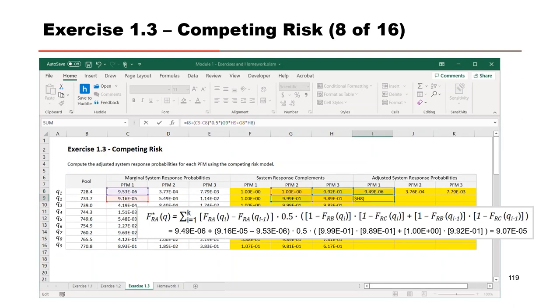For the second row, at a pool elevation of 733.7 and coming back to PFM1, it is time to pretty much plug and chug. We take the adjusted probability for PFM1 plus the quantity of the difference in the marginal system response for PFM1 at this hazard level and the previous one. We're going to take that times 0.5 times the sum of the survival function at this hazard level and the previous. As such, the last term becomes the complement of PFM2 times the complement of PFM3 at pool 733.7 plus the complement of PFM2 times the complement of PFM3 at pool 728.4.